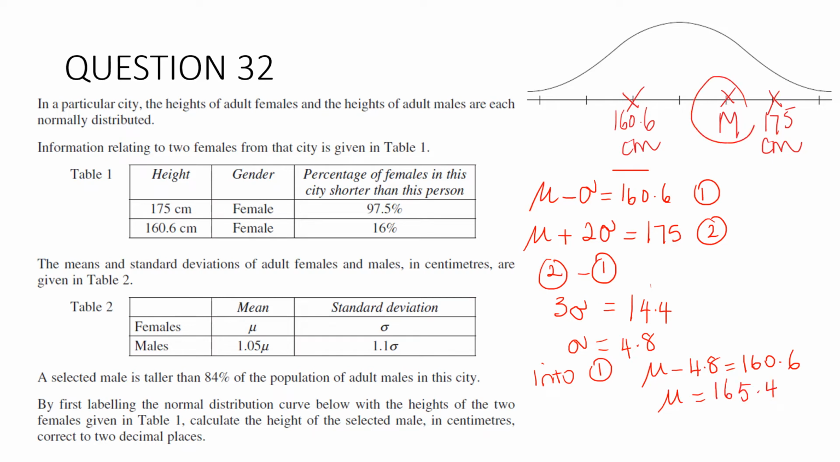Okay, and now the male. Their height is going to be their mean, which is 1.05 lots of the female mean, plus 1 lot of their standard deviation, and their standard deviation is 1.1 times the female standard deviation. Just putting that into the calculator, 1.05 times 165.4 plus 1.1 times 4.8 gives us, to 2 decimal places, 178.95 centimetres.